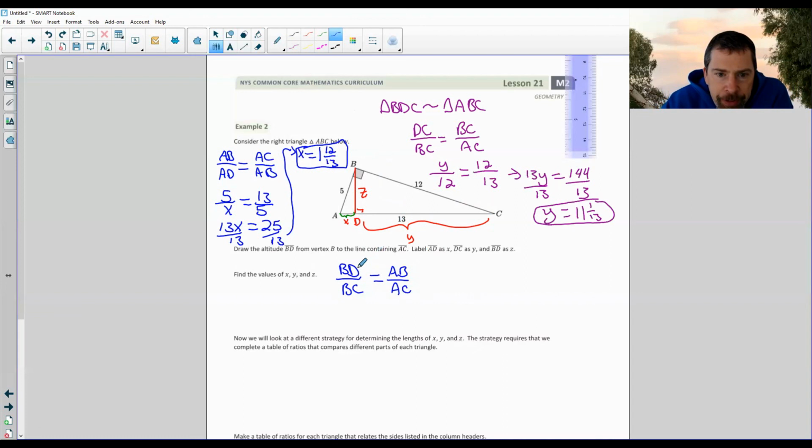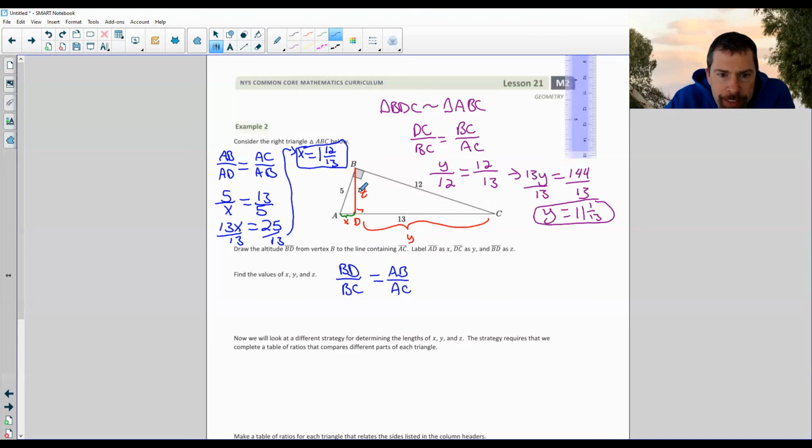Let me see if I did that right. Long leg BD is to long leg BC. Hypotenuse of the big triangle AC, hypotenuse of the little triangle AB. Okay. That's not what I'm trying to do. So where am I going wrong?